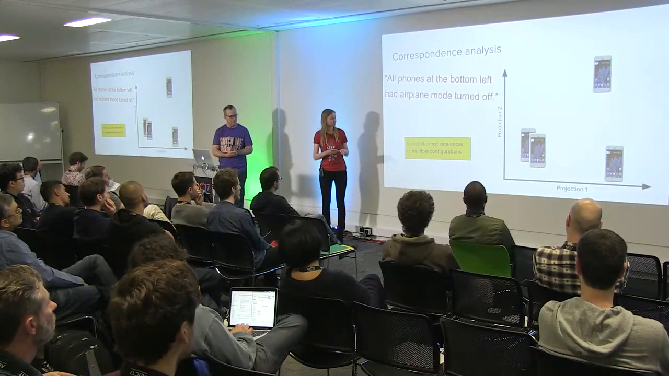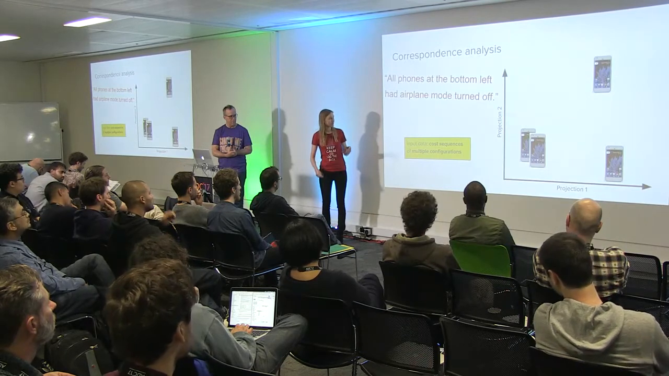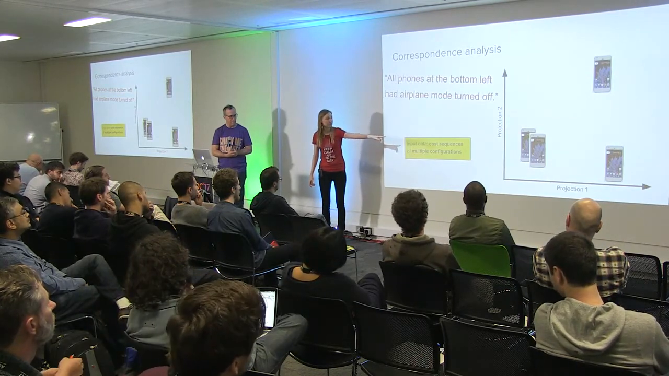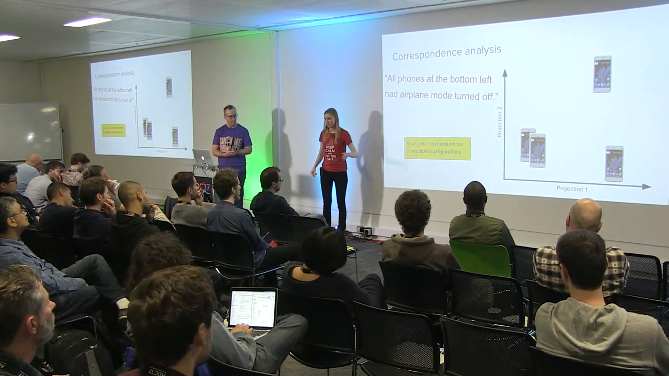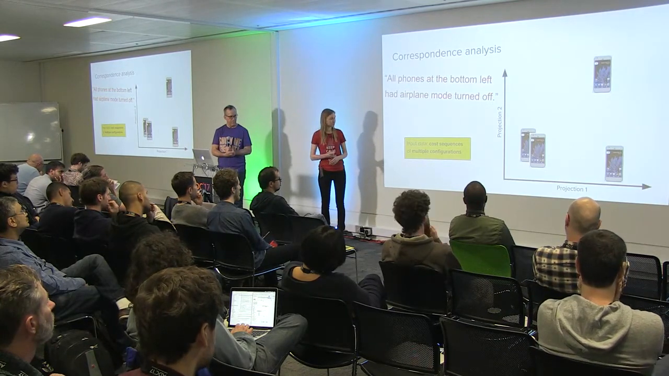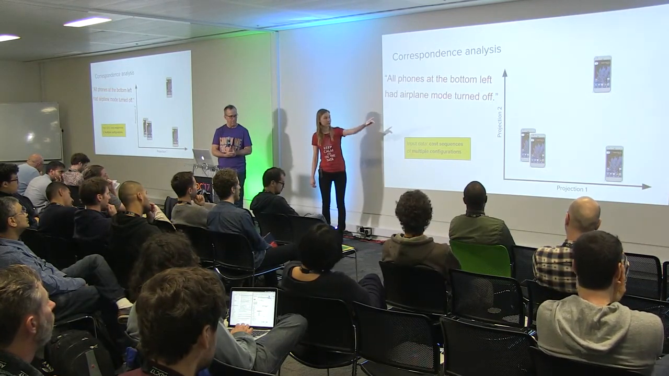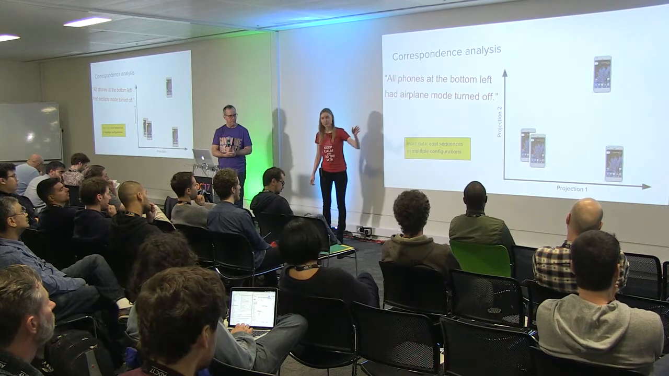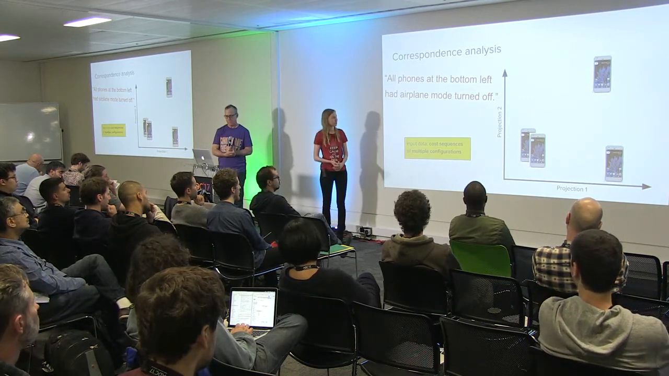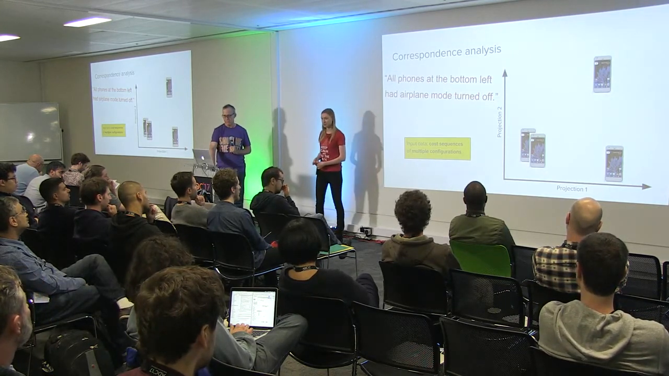So then we see this 2-dimensional map where we can look at how the different configurations are clustered. For example, we might say that airplane mode was turned off on those 2 devices, so that seems to be of interest. But then what happened with that phone that's so far away from all the others? So that can help us know what to test for.